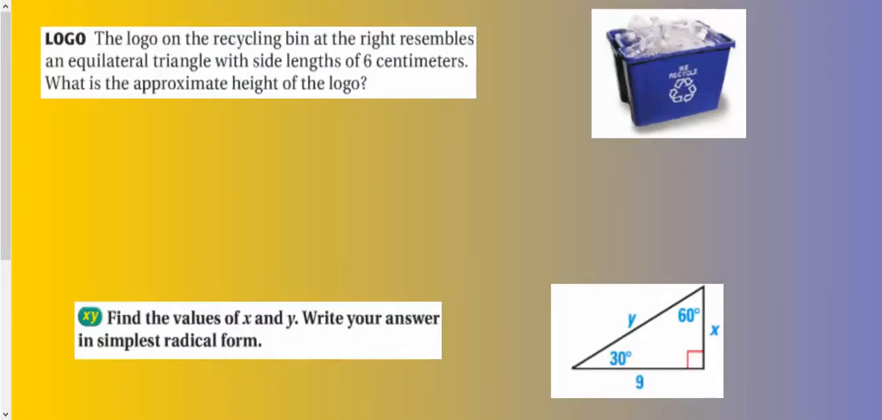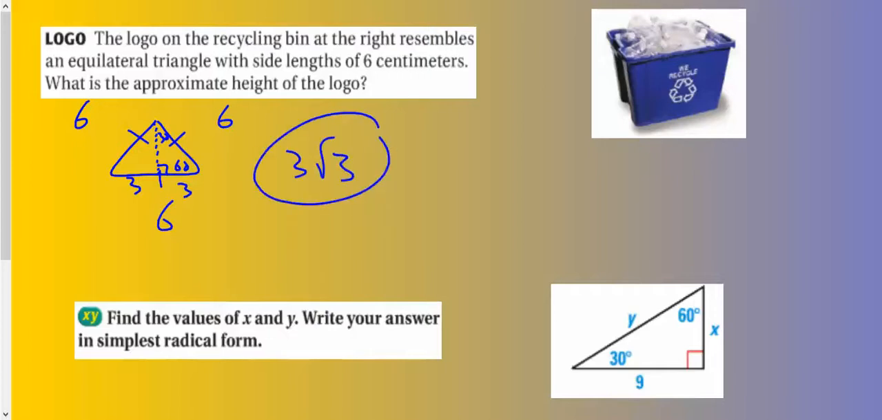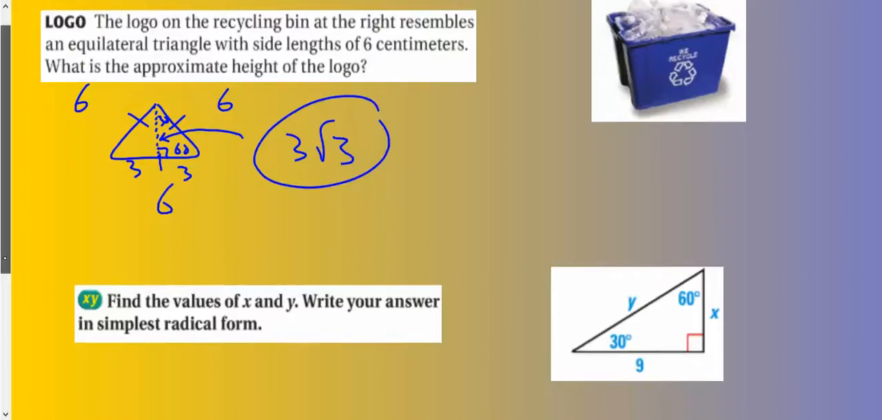The logo on a recycling bin represents an equilateral triangle. So I'm going to first draw this equilateral triangle with side lengths of 6. What is the approximate height of that logo there? Okay, so this is going to be 3 and 3. And we have a 30, 60, 90 triangle. So if I take 3 and double, it gives me 6. And if I take 3 and multiply it by the square root of 3, it gives me that side right there.